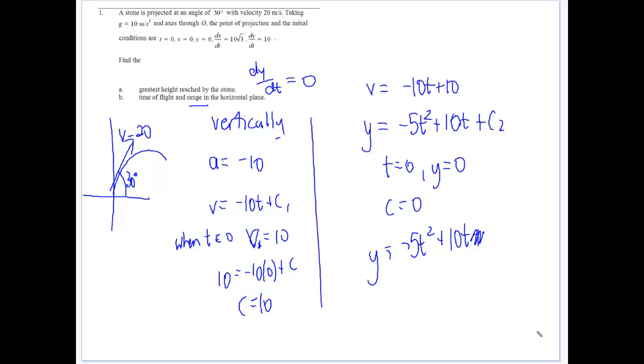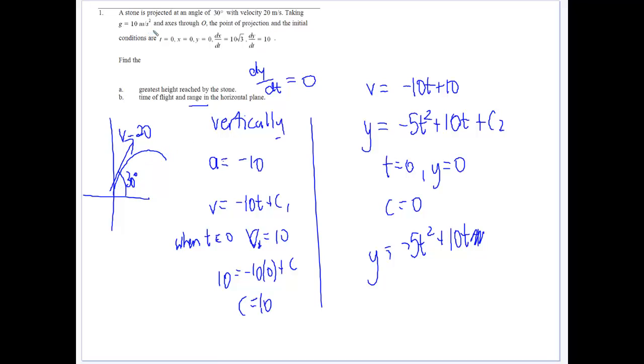Now looking at some problems on projectile motion. The first one, we've got a stone being projected at an angle of 30 degrees with a velocity of 20 meters per second. So it's cast out at an angle of 30 degrees at 20 meters per second. So it looks a bit like that, and then it starts to move there.